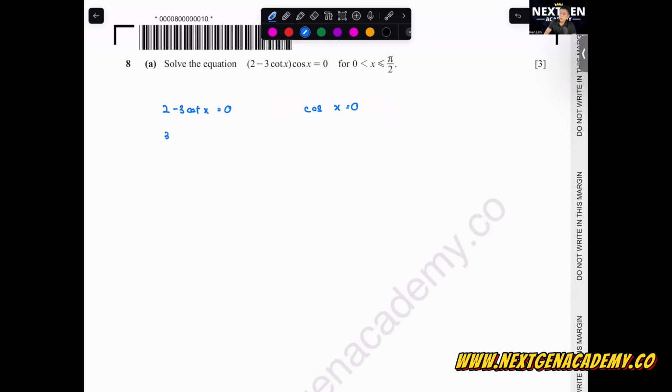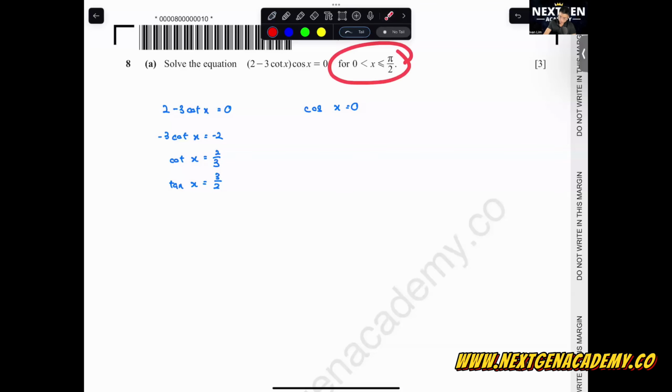This one we will get 3 cot x equals 2, cotangent x equals 2 over 3. Cotangent is inverse tangent, so we inverse the whole thing: tangent x equals 3 over 2. What does this mean? It is only in quadrant 1, from 0 to 90 degrees only. So this means we only take the first quadrant, answers from 0 to 90 degrees. So alpha here will be inverse tangent 3 over 2.